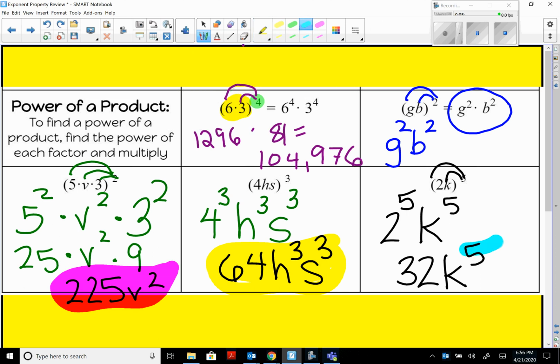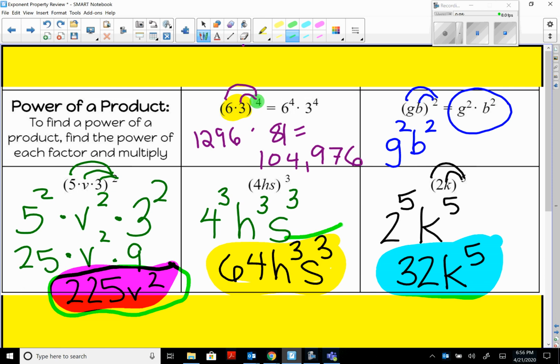So hopefully you're feeling a little more confident about power of a product. Just going to go back through the answers quickly in case you tried them on your own and you're now checking it. So the first one was 225 times v squared. The second one is 64 times h to the third times s to the third. And then the last one was 32 times k to the 5th power.